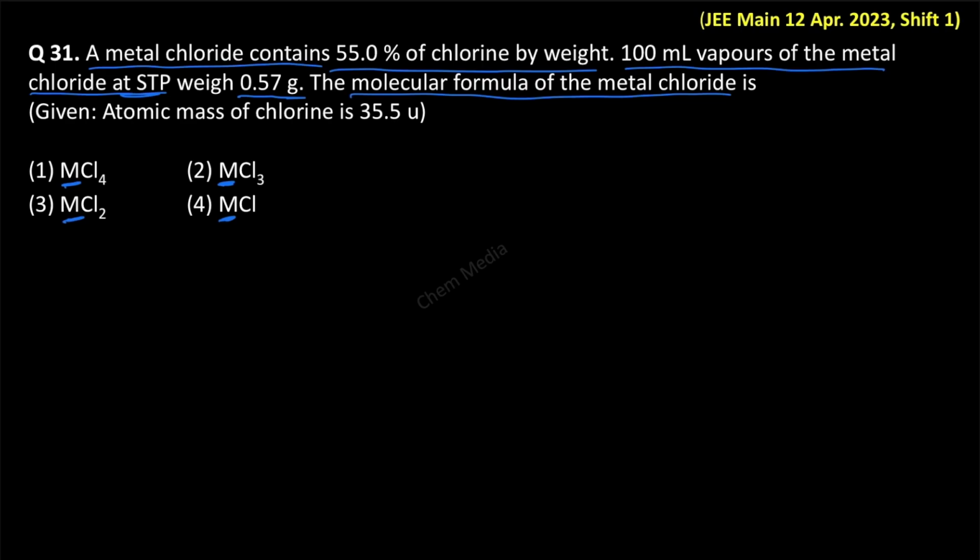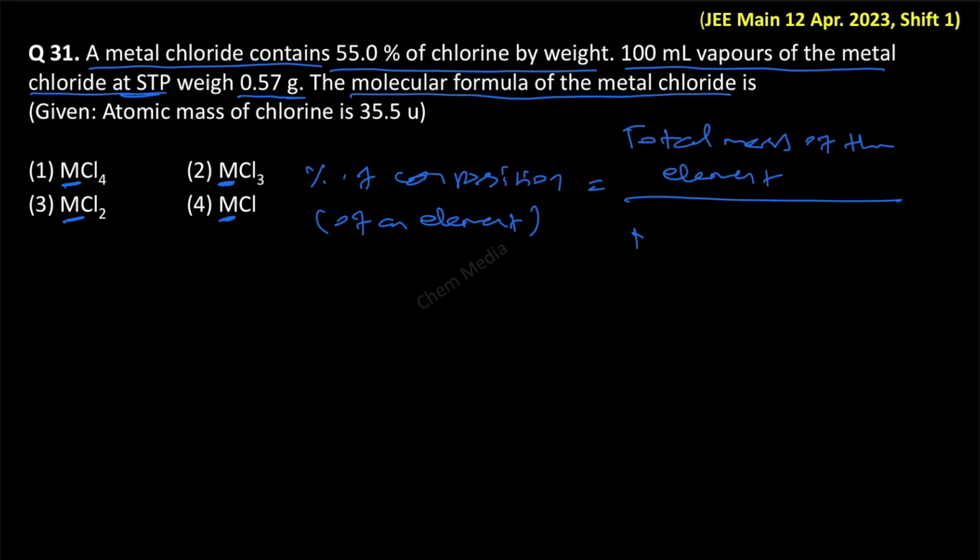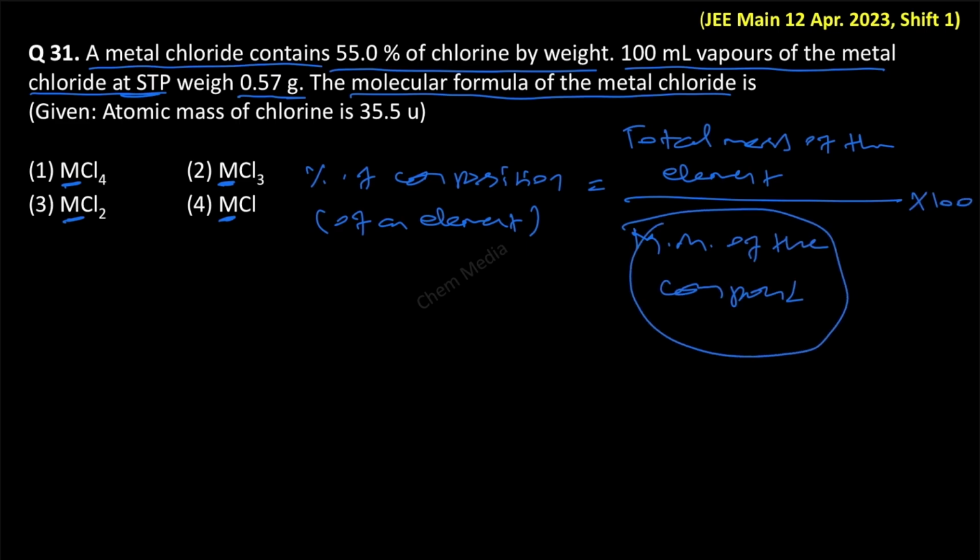And we know that percentage composition of an element is equal to total mass of the element divided by molar mass of the compound times 100, isn't it? We don't know what is the molar mass of the compound. Without knowing what is the molar mass of the compound, we can't find out how many atoms of chlorine are there.